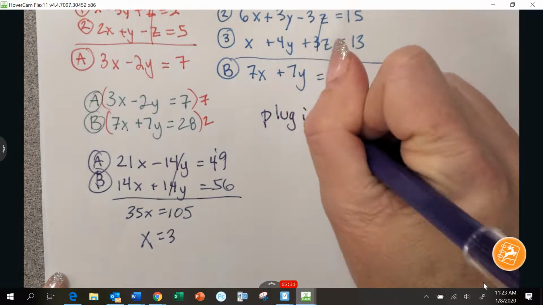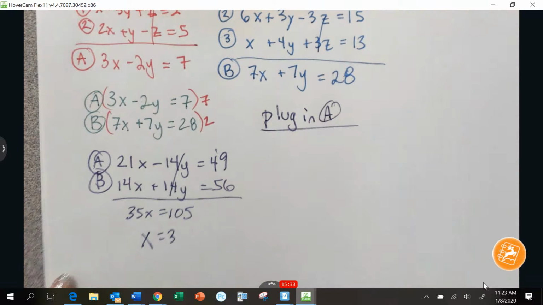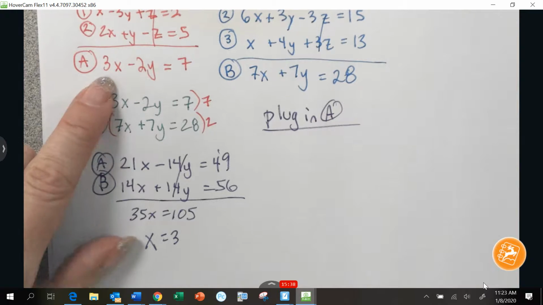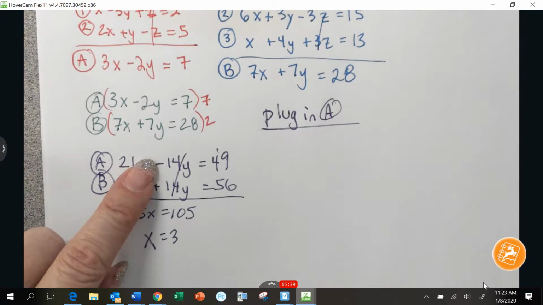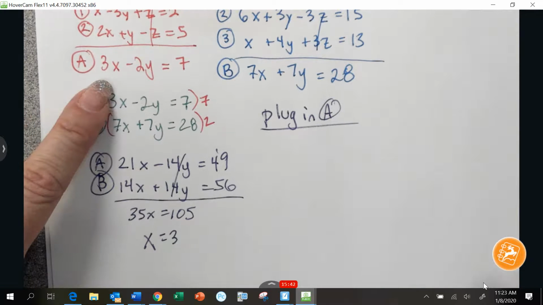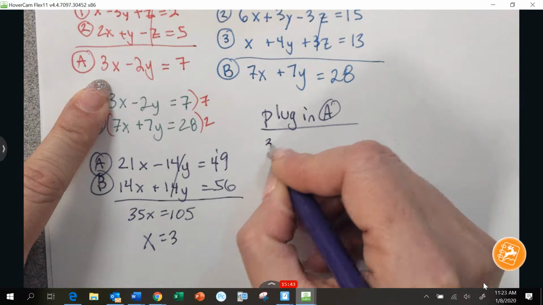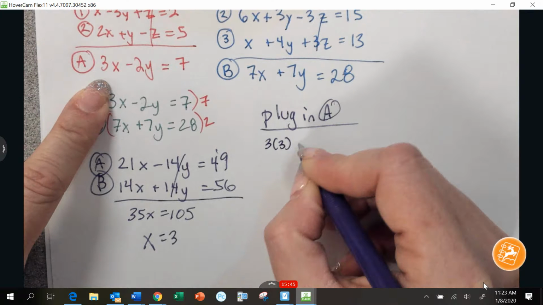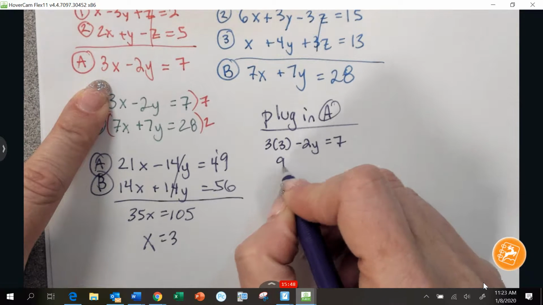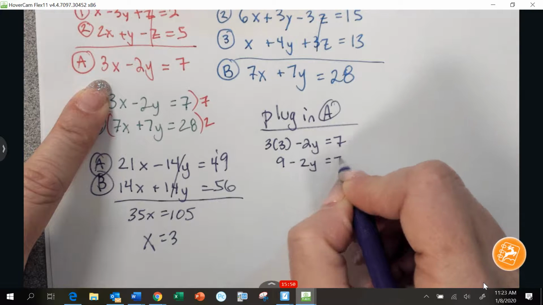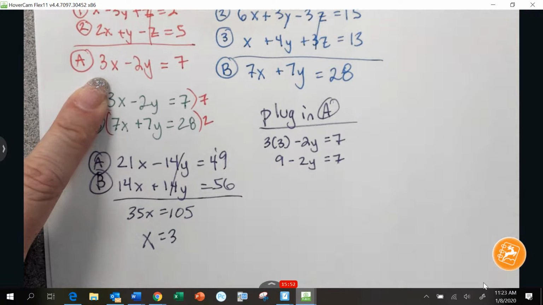Somebody said A? All right, why not? So we're going to plug in A. You can plug in the original A, or you can plug in the new A, but the new A has bigger numbers, so I'm going to go original A. And once I plug that in, now I just have y to solve for.